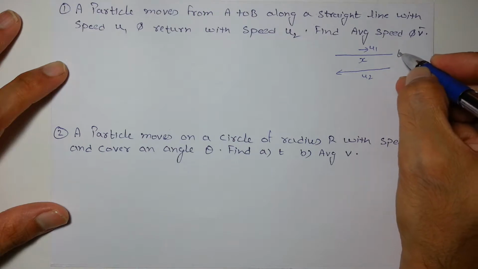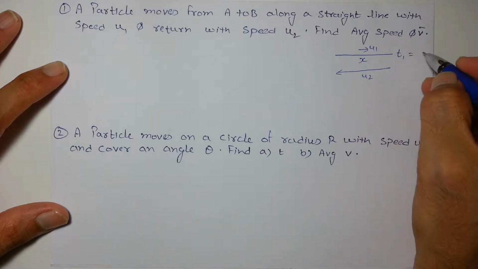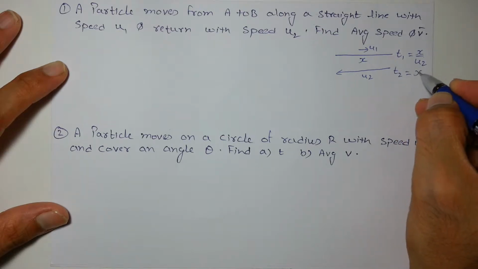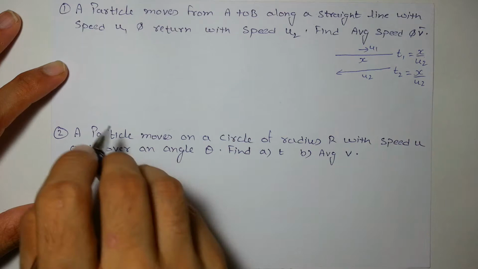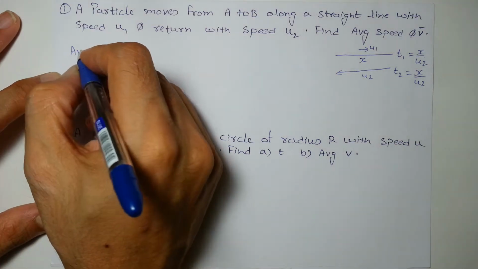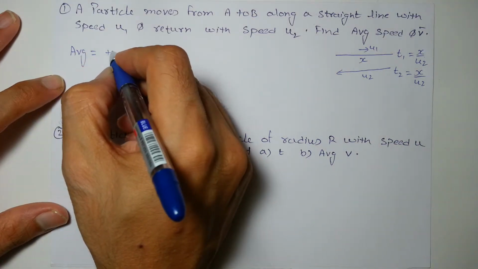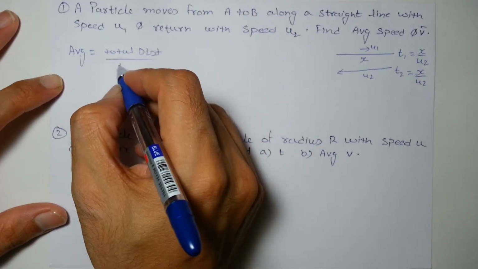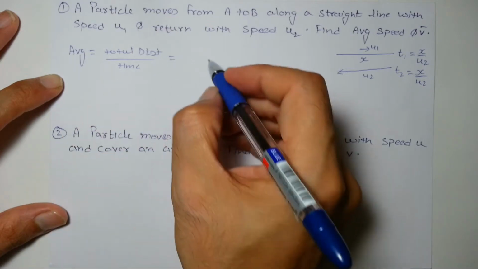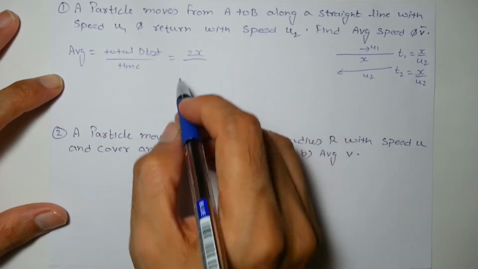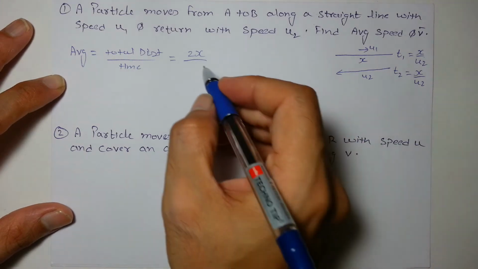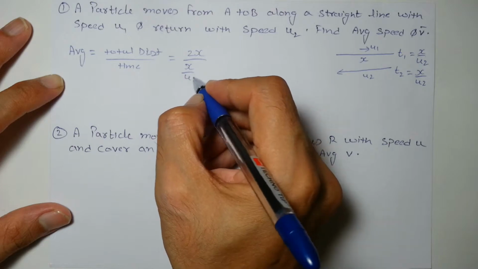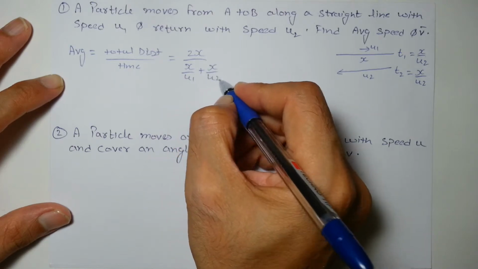Okay, so in the first case, the time in going will be x by u1, and while returning the time taken will be x by u2, distance upon speed. So average speed is total distance by total time. What is the total distance he has covered? 2x, x in moving forward, x in returning back, and the time taken is t1 plus t2. x by u1 is t1, x by u2 is t2.